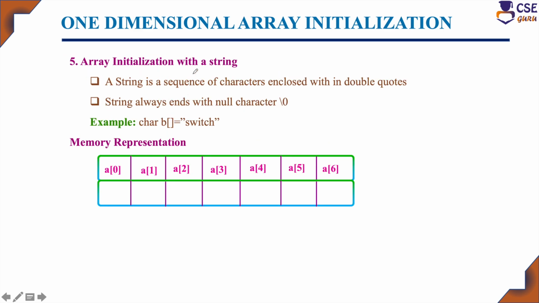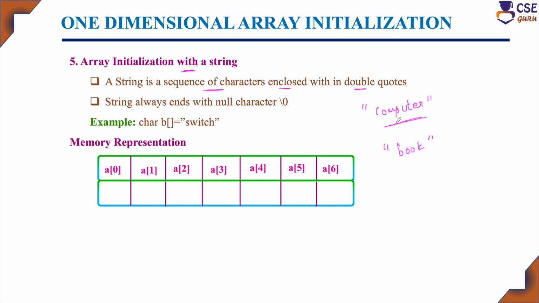Next is array initialization with a string. What do you mean by a string? A sequence of characters enclosed within double quotes. If you are enclosing a sequence of characters within double quotes, this is called a string. So within double quotes you have to specify the sequence of characters.